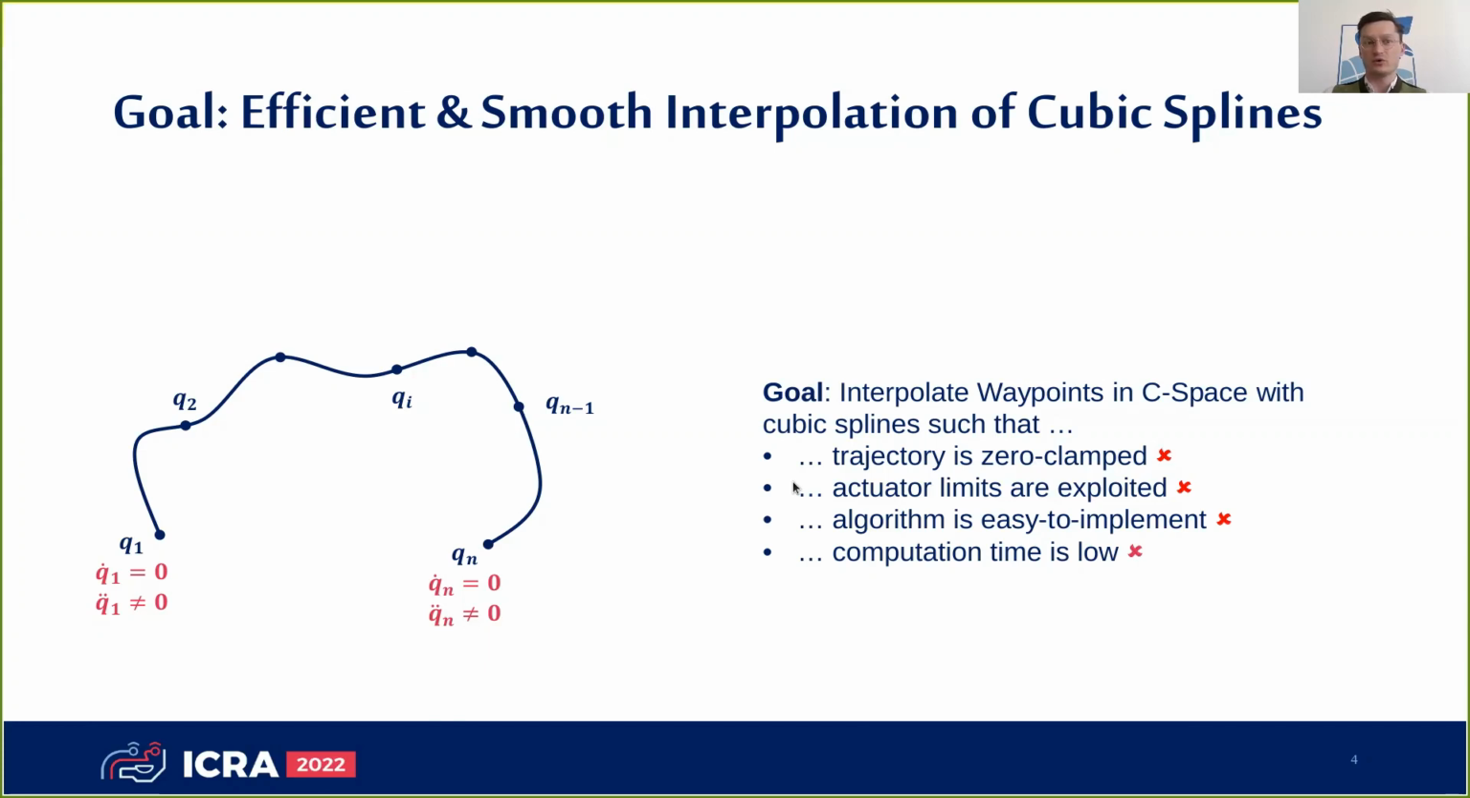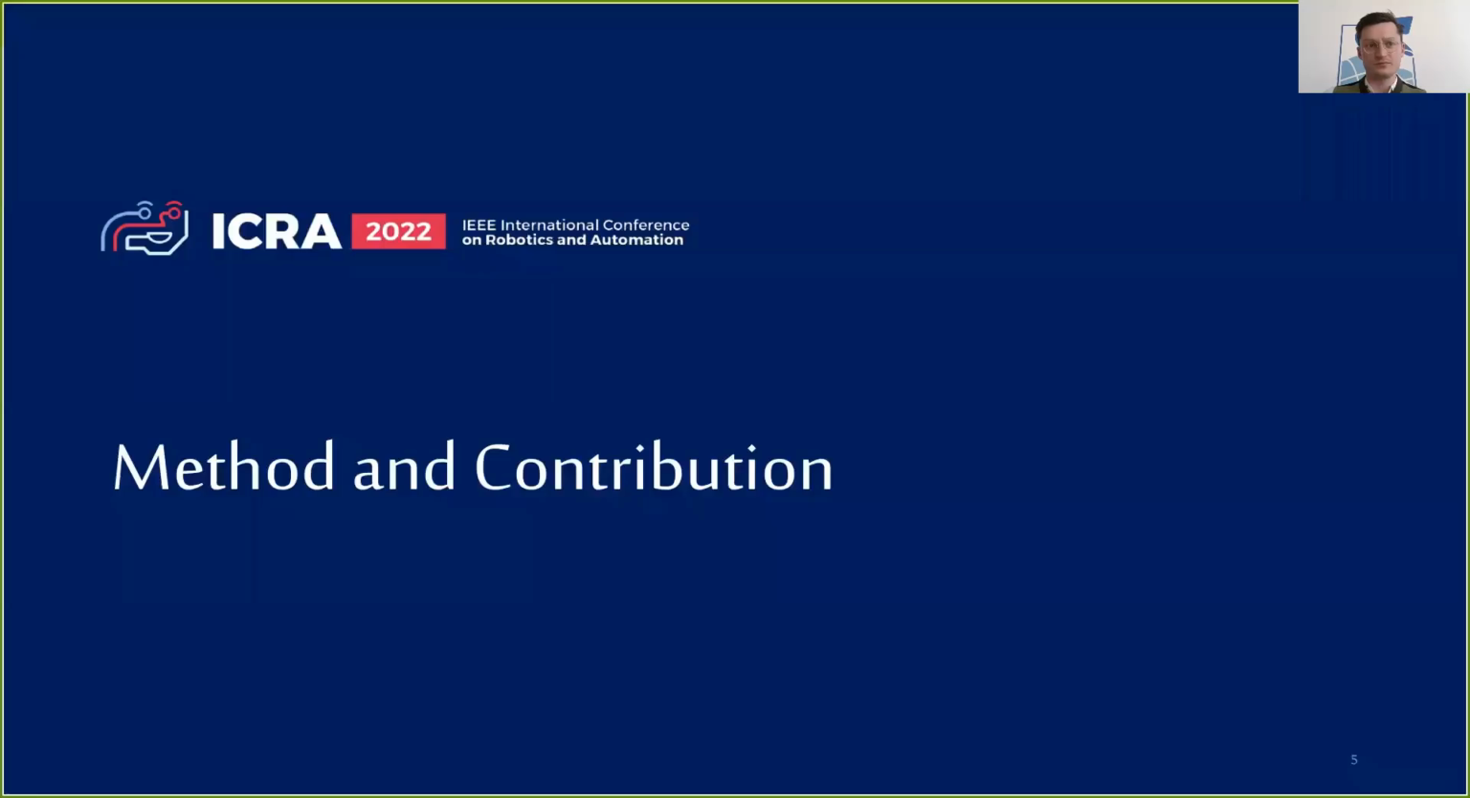Further, we want to exploit the actuator limits, that is to say, the maximum possible velocities and accelerations, to obtain a fast robot motion. This is also not the case with cubic splines by default. Finally, we target an easy to implement approach with low computation time. So how did we achieve our goal?